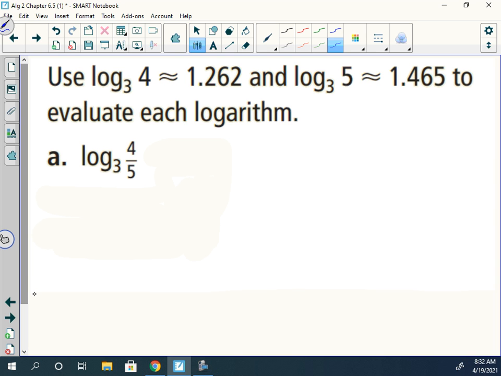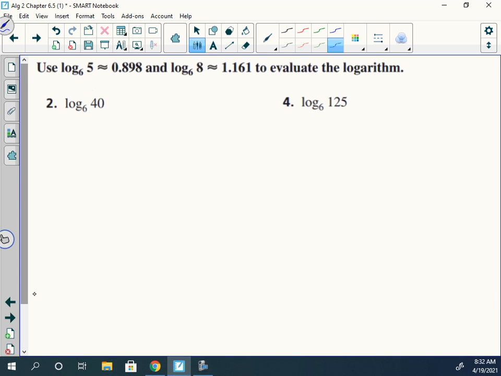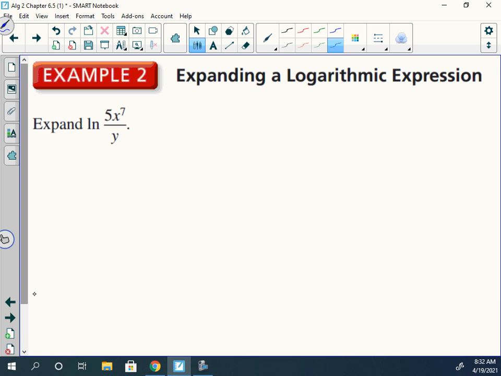So are there any questions on how we do these here? Or do we feel comfortable with expanding these out and simplifying? Yes? Well, if that's the case, let's move on. Because if y'all feel comfortable with these, there's no point in doing tons and tons of them. Let's look at this here.